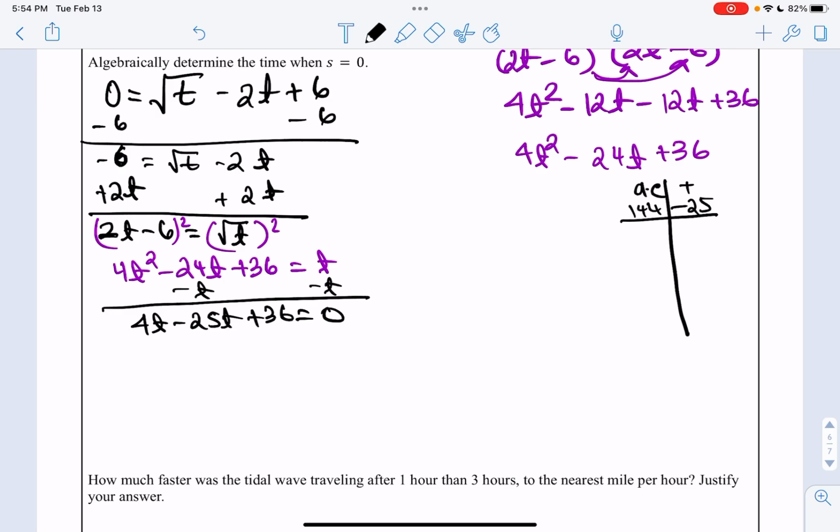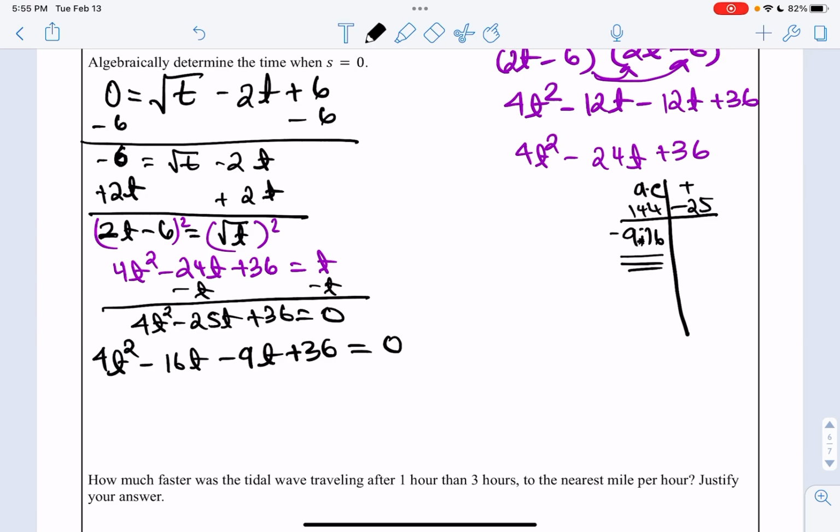It could be 9 and 16 might be. So 9 times 16 is 144, and they add up to a negative 25. So let's see. Bring down the 4t squared minus 9t minus 16t. Actually, I'm going to switch it around so it will be nice to work with: 16t minus 9t plus 36 is equal to 0. And you could do that because in multiplication, the order doesn't matter.